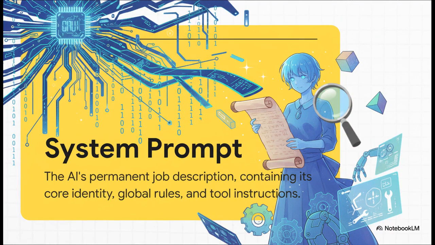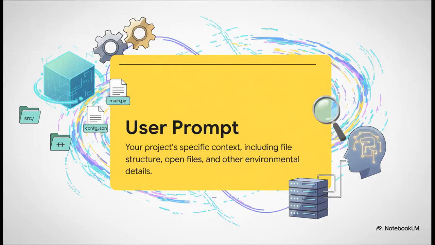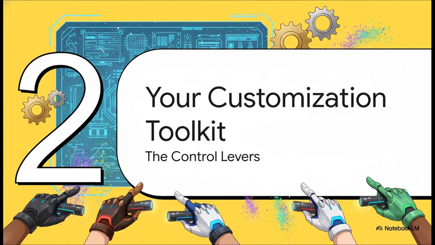That first piece, the system prompt, think of this as the AI's permanent job description. It's got its core identity, the whole "you are an intelligent AI coding assistant" thing, along with a bunch of global rules it has to follow. This is the foundation everything else is built on. Next up, Copilot builds the user prompt. Now, what's really cool about this part is it's all about your specific situation right now. It looks at your project's file structure, which files you have open, all that good stuff. This is what gives the AI the immediate context it needs to give you a smart answer instead of a generic one.